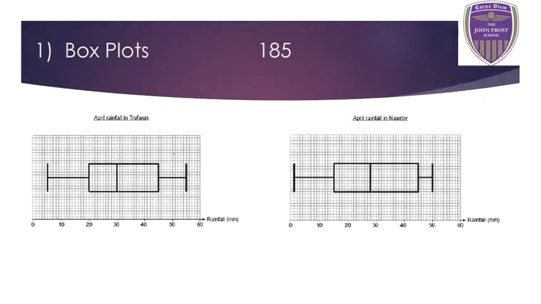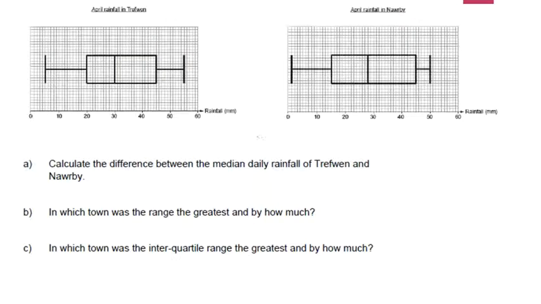Some of the things that we know from a box plot is that this line in the middle of the box represents the median. The front of the box here represents the lower quartile. The end of the box represents the upper quartile value. The end of the box plot is the highest value in the data, and the front of the box plot is the lowest data value. And the same as well on Newbury. So once we understand what part is what, we can start going about the questions.